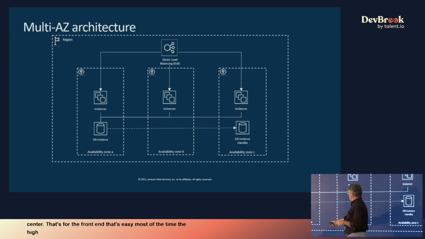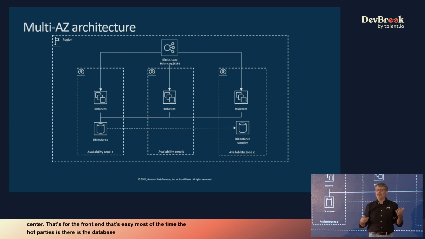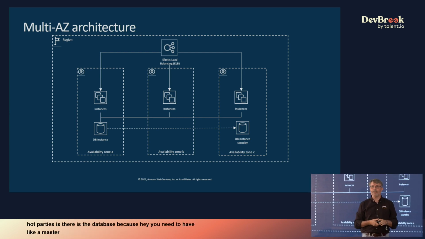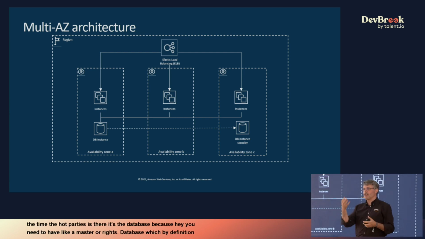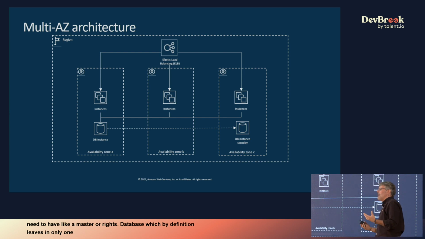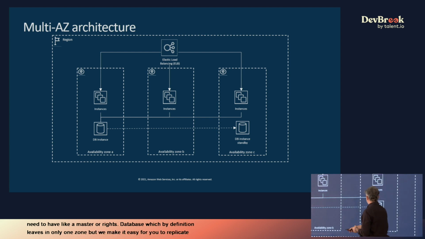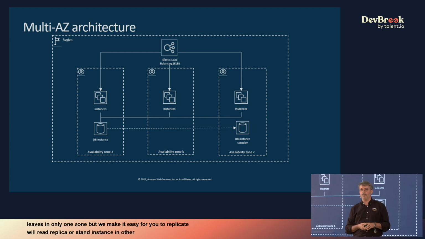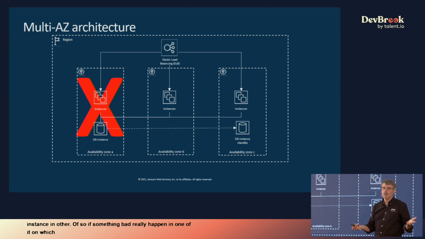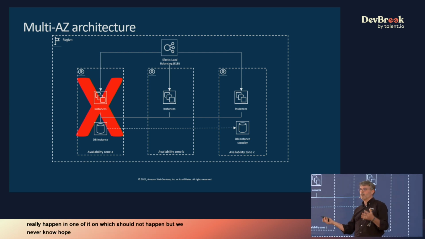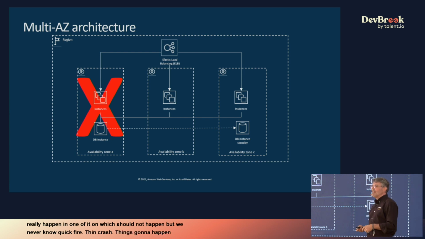Most of the time, the hard part is the database, because you need to have a master write database, which by definition lives in only one availability zone, but we make it easy for you to replicate, to have a read replica or standby instance in other availability zones. So if something bad really happens in one availability zone, which should not happen, but we never know. Earthquake, fire, plane crash, things can happen.